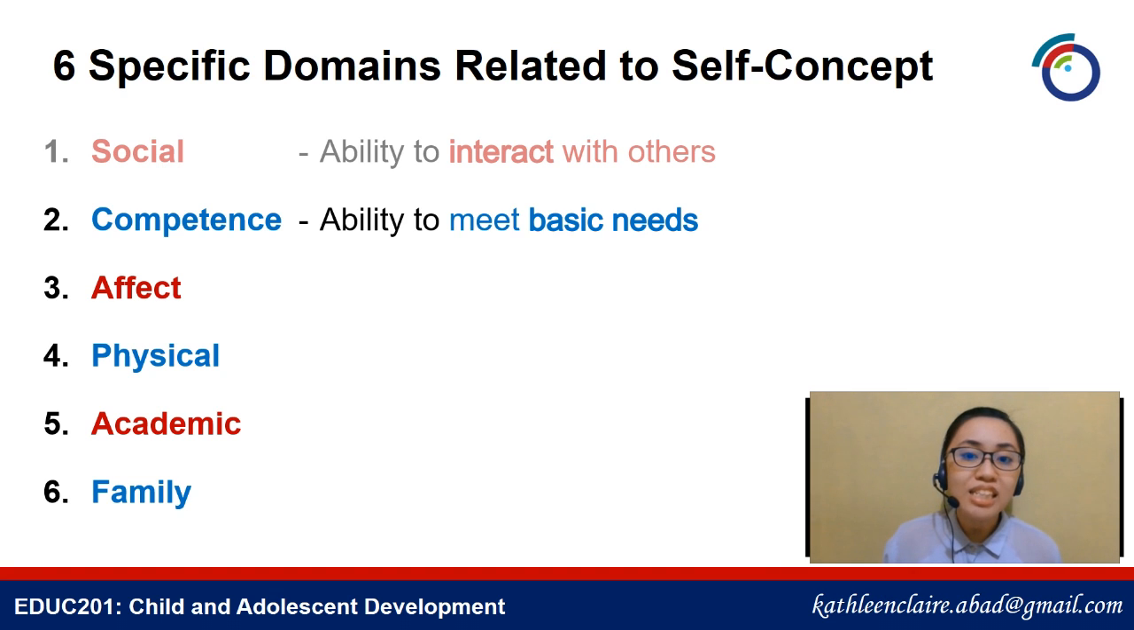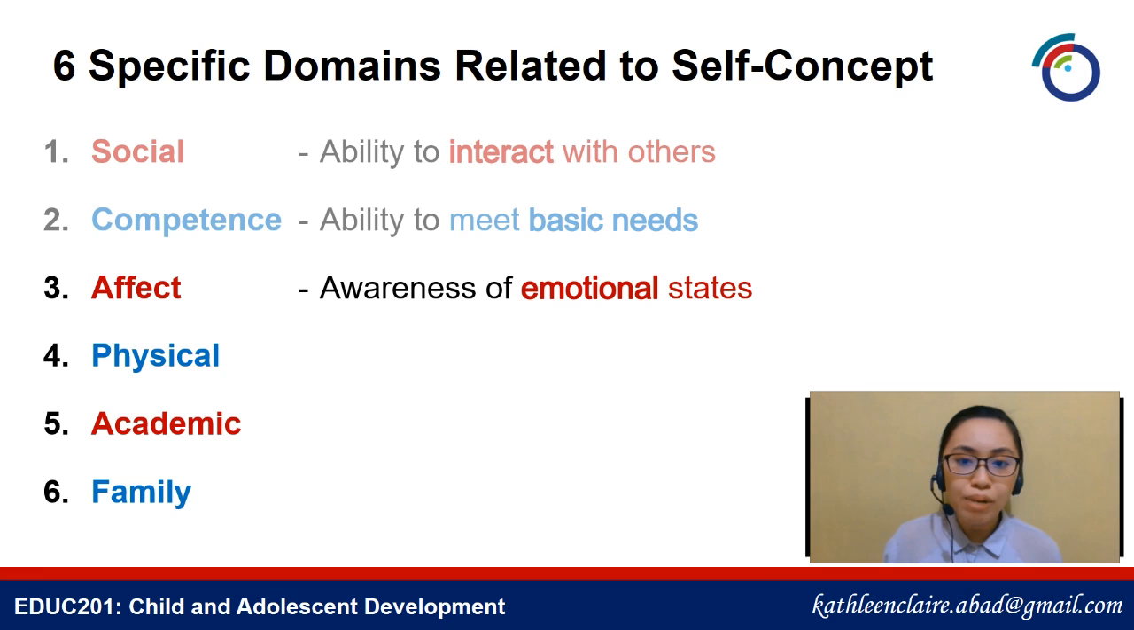Next, we have competence. Ito naman yung ability to meet basic needs, yung ating basic necessities para mabuhay. Kaya ba nating mag-provide ng food, ng water, ng shelter for ourselves on our own? So, that's competence. Next is affect. So, ito naman yung awareness of emotional states natin. Basically, pwede natin siyang ihambing sa emotional quotient or emotional intelligence.